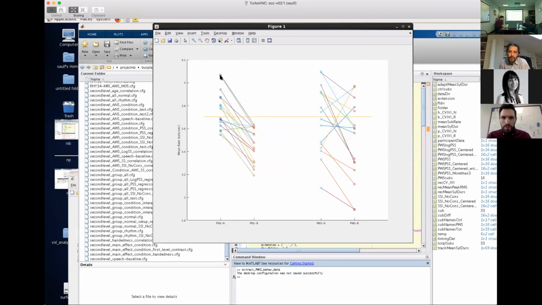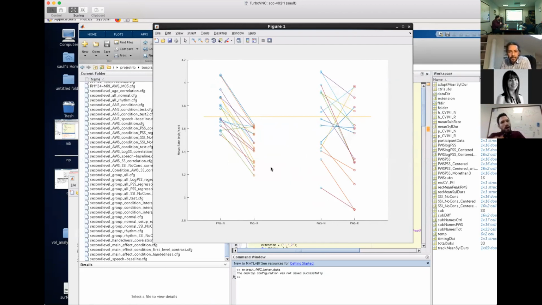What you'll notice is, first of all, the stuttering group has a much greater variety of speaking rates than the control group. You'll also see that there's some effect where in the rhythm condition, people speak slower in general than in the normal condition. I also added lines that connect individual subjects across the two different conditions.